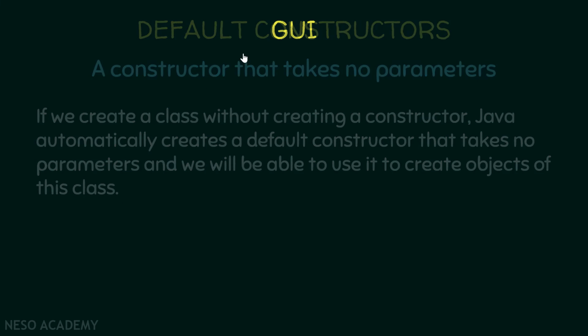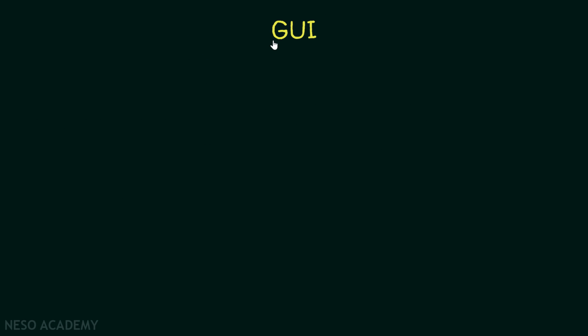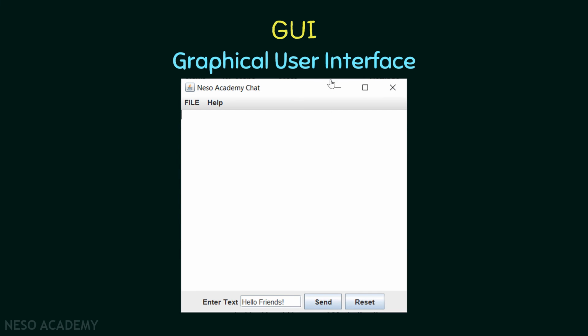Okay? So finally, let's talk about the relation between object-oriented programming and GUI, or graphical user interface. Suppose that you want to create a program that looks like this one. As you can see, this program has an interface. It doesn't run in the terminal. So to be able to create a program like this, you will have to study how to create graphical user interfaces. And this is possible in Java. And it is all based on object-oriented programming.